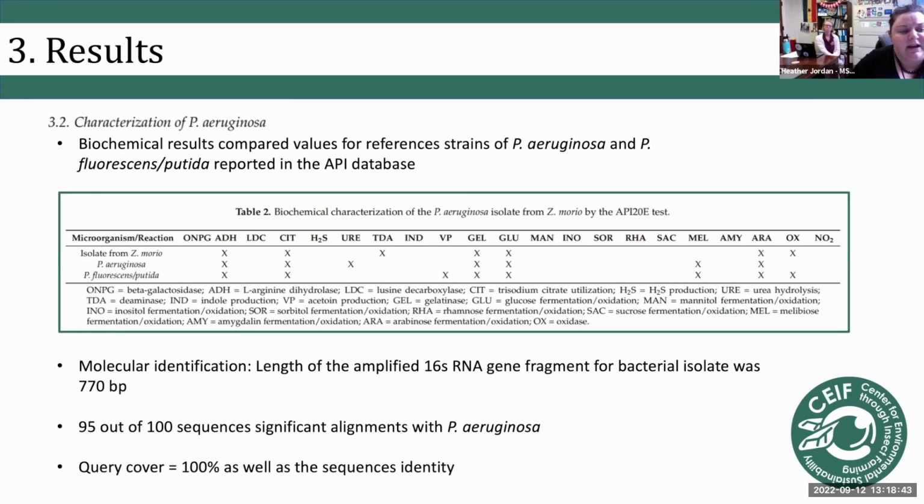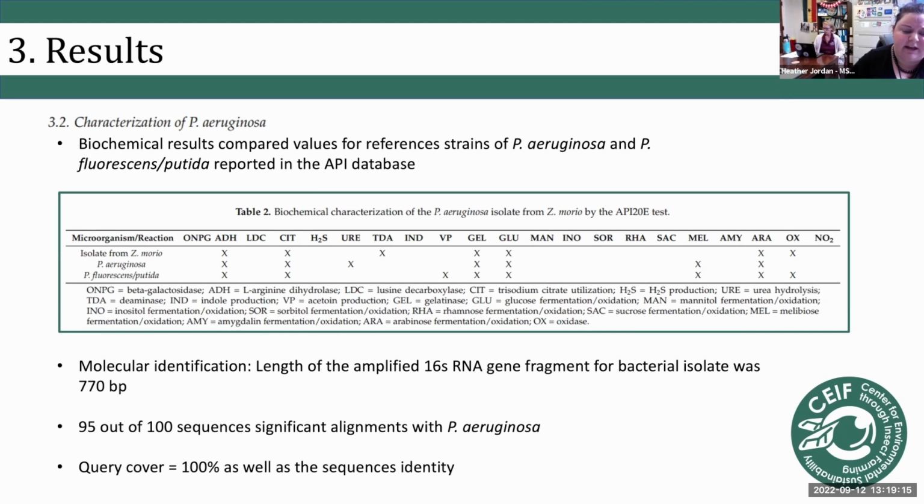For the results of the characterization of Pseudomonas, there were several biochemical results to be compared. In table 2, on the left-hand side, we have the isolate found in the larvae, and then the other biochemical assays performed out to the right. We also have comparisons to Pseudomonas aeruginosa and Pseudomonas fluorescens. You can see different tests here, such as the presence of gelatinase, glucose fermentation, and how these compared.